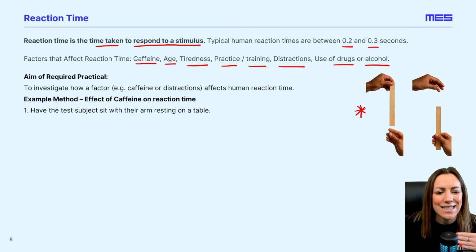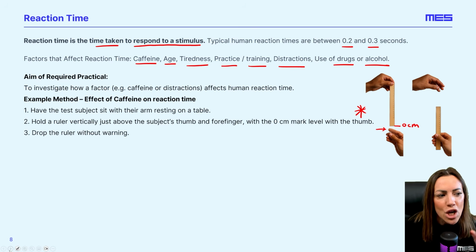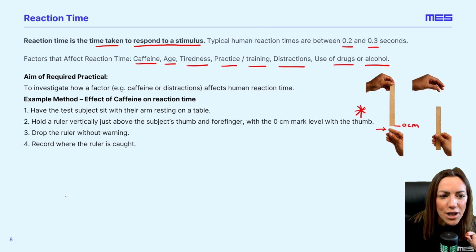So your test subject, so your partner in class, would sit with their arm resting on a table. You would then hold the ruler vertically just above the subject's thumb or forefingers, like you can see here. And you'd make sure you had the 0 centimetre mark down at the end, just above their thumb and their forefinger. You drop the ruler without warning, because you do want to test their reaction time. And you would record where the ruler is caught. So, for example, they might catch it at 15 centimetres.